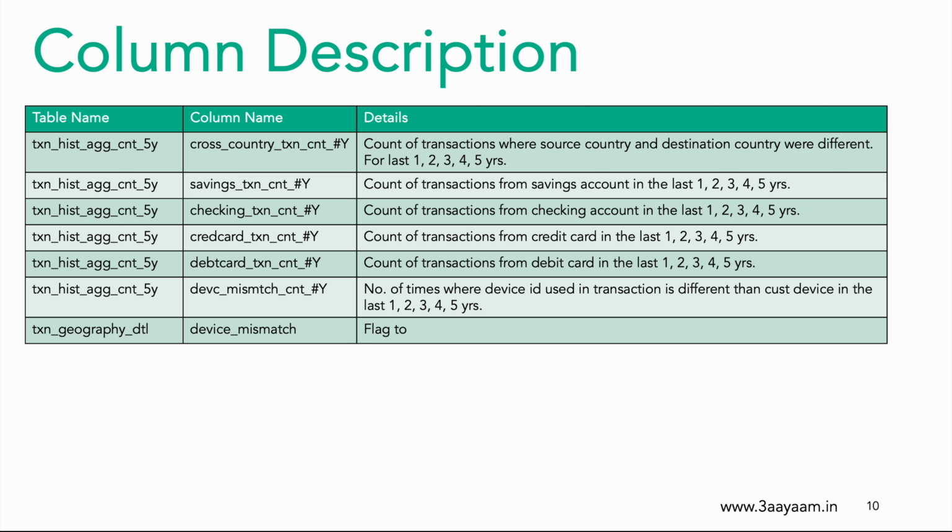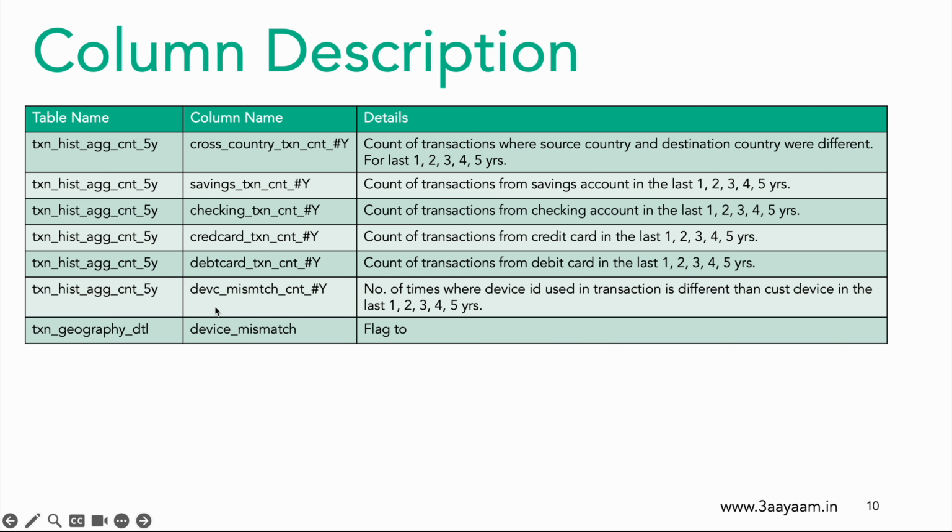Now the count should be an aggregation of all the years. It should be a cumulative aggregation, meaning for the last year, it should contain the counts for only 2026. For the last 2 years, it should contain counts from 2026 and 2025. For the last 3 years, it should contain counts from 2026, 2025, and 2024, and so on. Similarly, savings transaction count would contain the count of transactions from savings accounts in the last 1 to 5 years. Checking transaction count would contain the count of transactions from checking accounts in the last 1 to 5 years, and so on. Similarly, you have credit card and debit card transactions also.